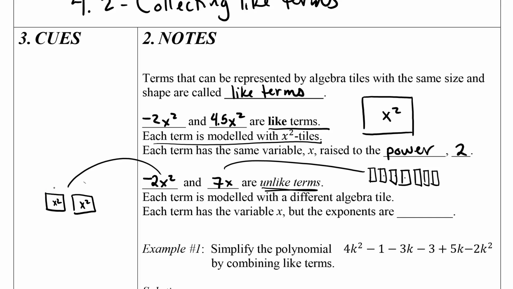If you are moving quickly to the symbolic representation, we're saying that the x here is raised to the power of 2, whereas the x here is raised to the power of 1. Not 0, but 1. Each term is modeled with a different algebra tile, and each term has the variable x, that is true, but the exponents are different.